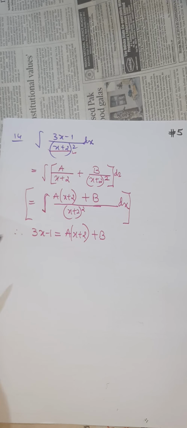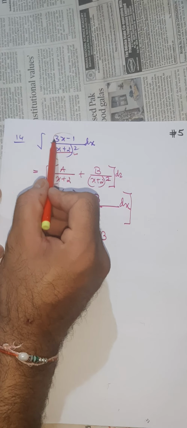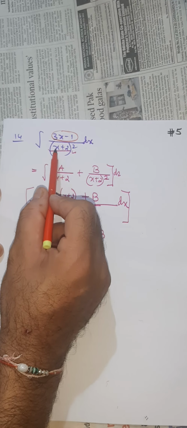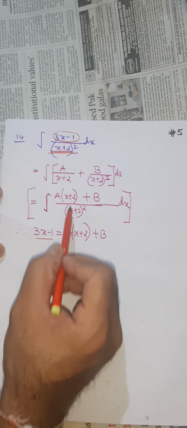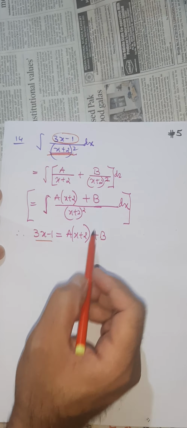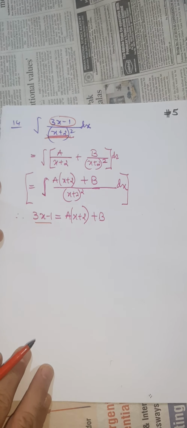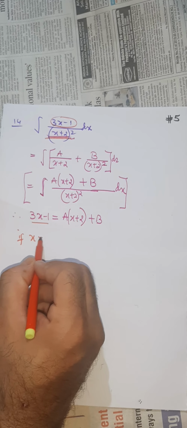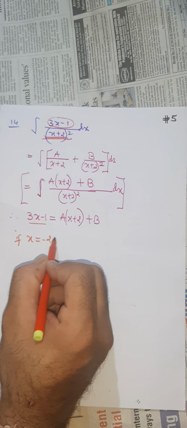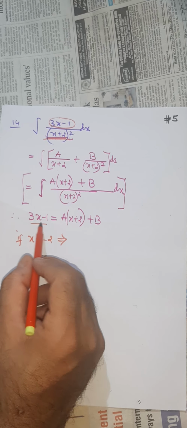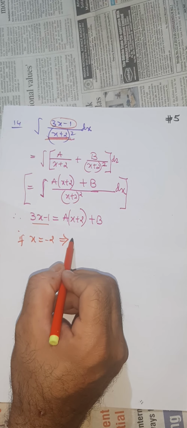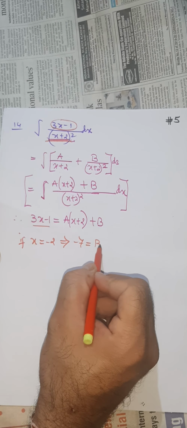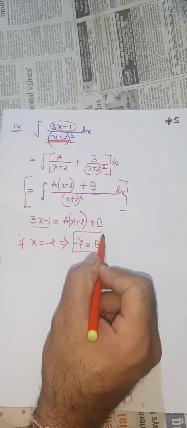What I did, I've compared the numerators. What's the numerator there? 3x minus 1. Here the LCM should be x plus 2 the whole square. So a into x plus 2 plus b. Now how many unknowns do we want to get? 2 unknowns. So I need to select 2 values of x. One I'll take from this, minus 2. If I take minus 2 here, minus 6 minus 1, this is minus 7. This is 0. So you have b.